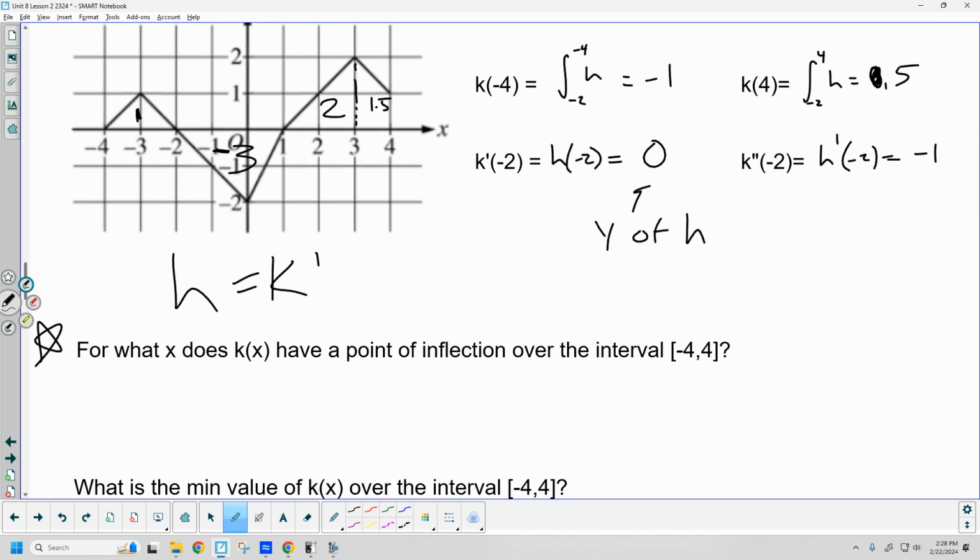What x values does k have a point of inflection? When k double prime changes sign, when k prime changes direction, k will change concavity. You gotta be able to have any letter and its sign analysis. You can't have f's all the time. You can't have p's all the time. You can't have x's all the time. K double prime would equal h prime. K prime equals h. K prime will change directions when h changes directions. It changes directions here, here, and here. -3, 0, and 3.